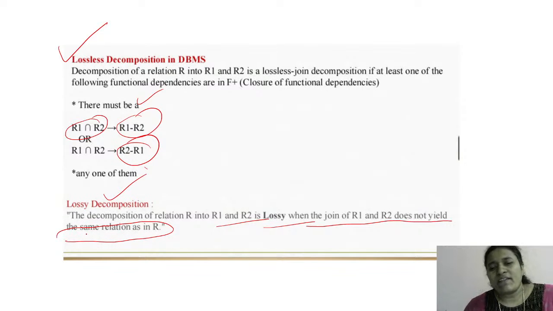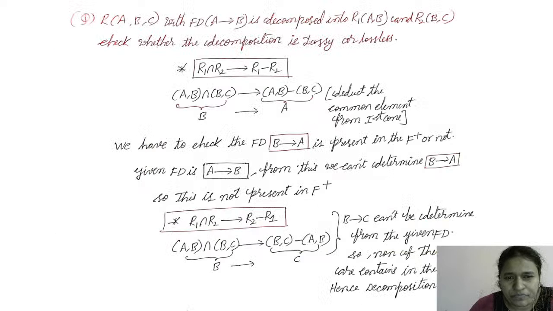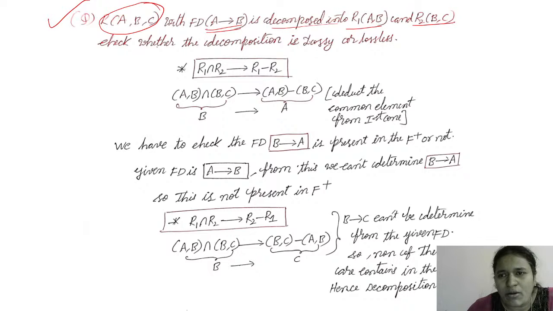Suppose if we don't get the original relation by combining R1 and R2, then that is a lossy decomposition. Here we will see one example, then it will be very clear for you. The given relation is R(A, B, C), with functional dependency A to B, decomposed into R1(A, B) and R2(B, C). Check whether the decomposition is lossy or lossless.